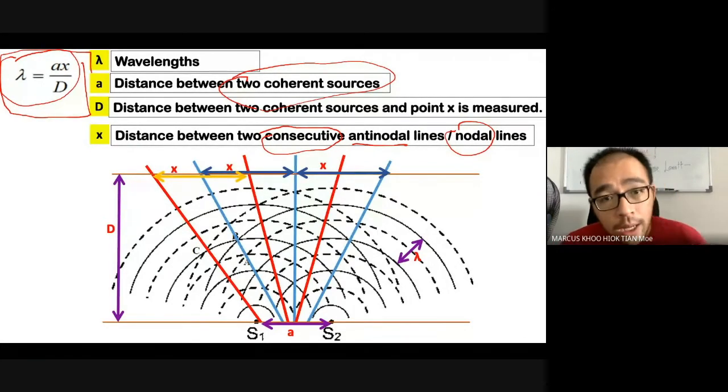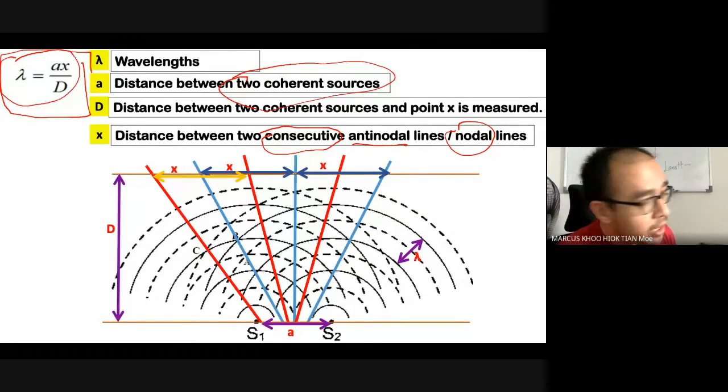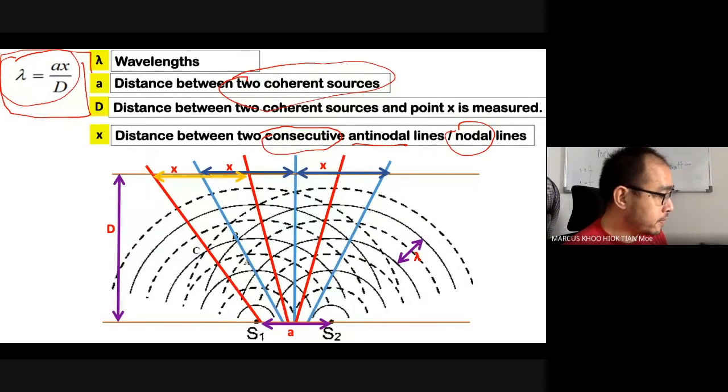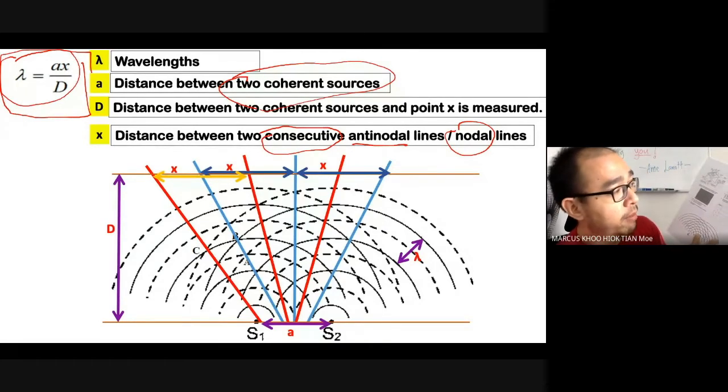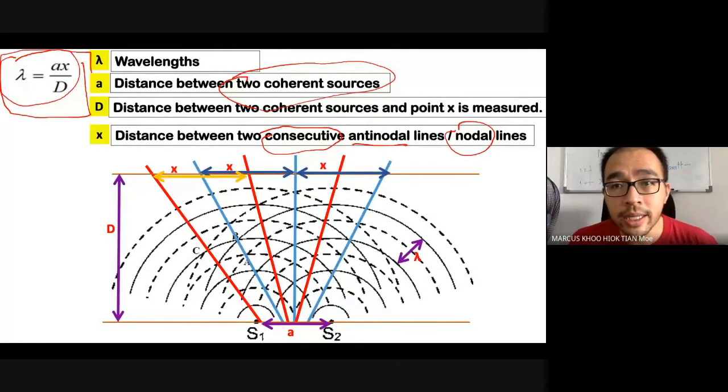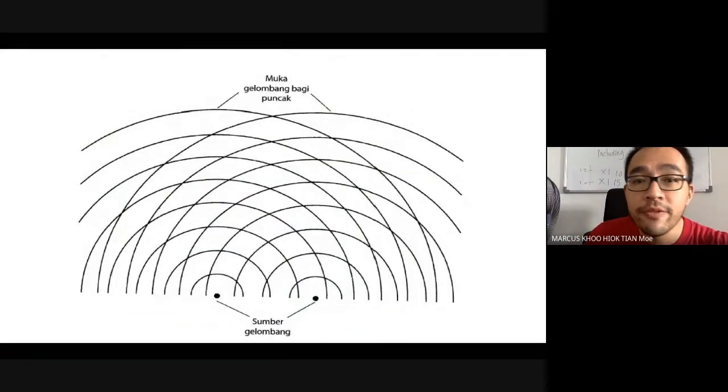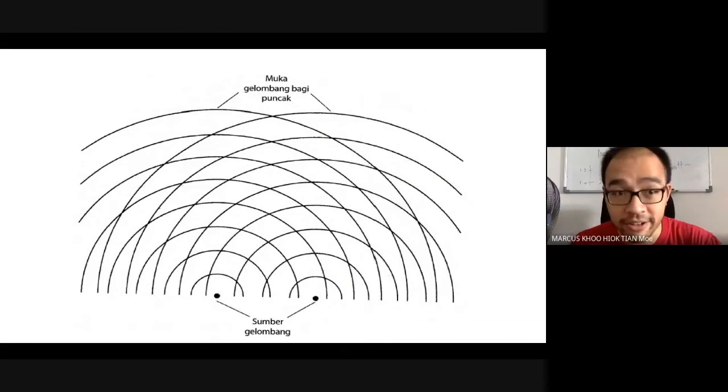So now what I want you to do, let's do the same thing again, but with the next picture, on page 155. Now, notice that in page 155, everything is crest. There is no trough over here. Maybe they're just very lazy. So let's assume that all these are crests.